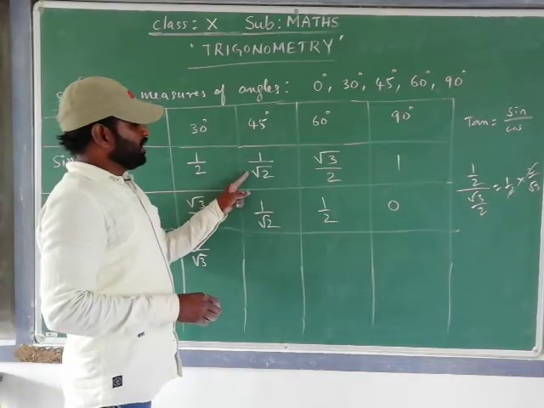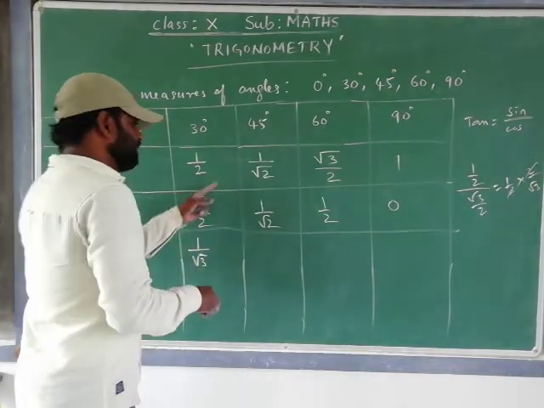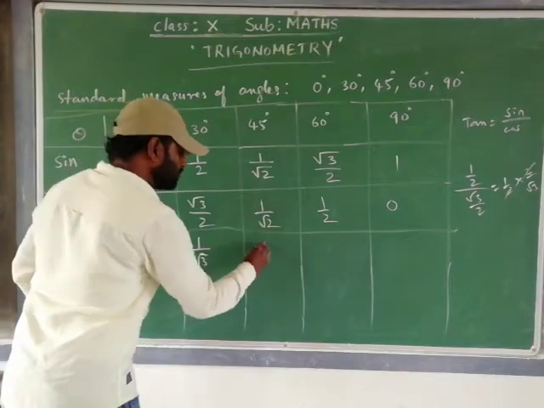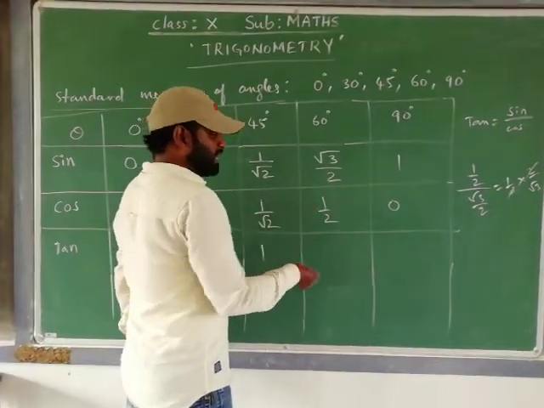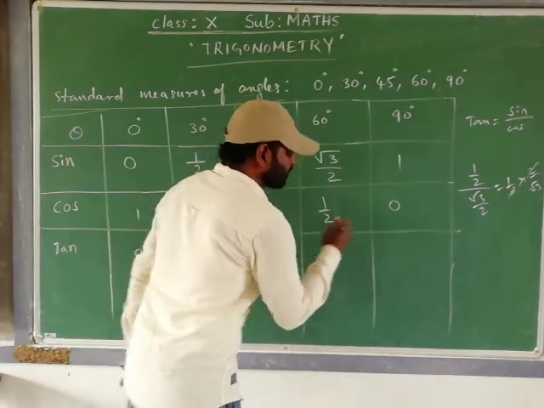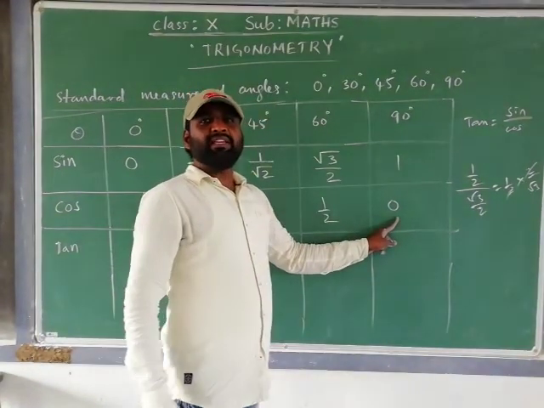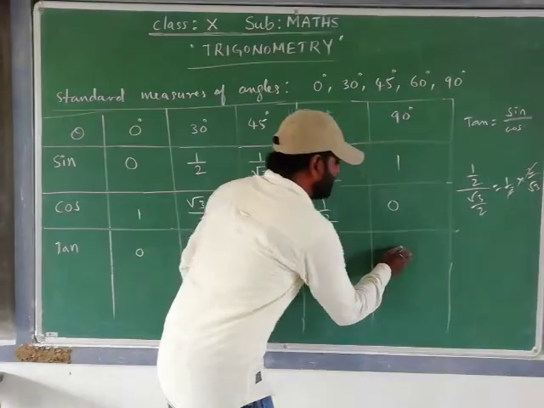Here the numerator is 1 by root 2 and the denominator is 1 by root 2, sin by cos, so both are similar. So it is 1. Next, root 3 by 2 over 1 by 2. 2 gets cancelled. What will remain? Only root 3. Here 1 by 0. Anything where the denominator is 0, the value cannot be defined.